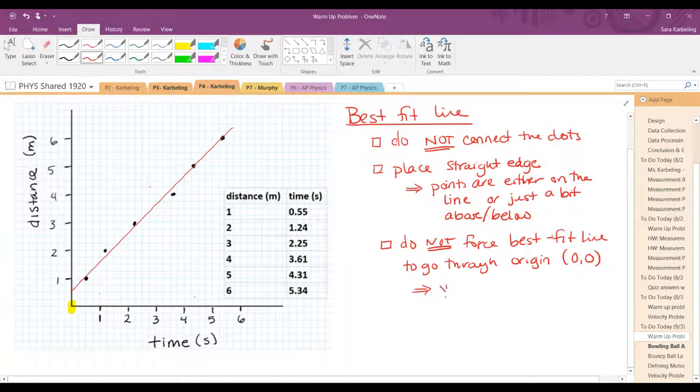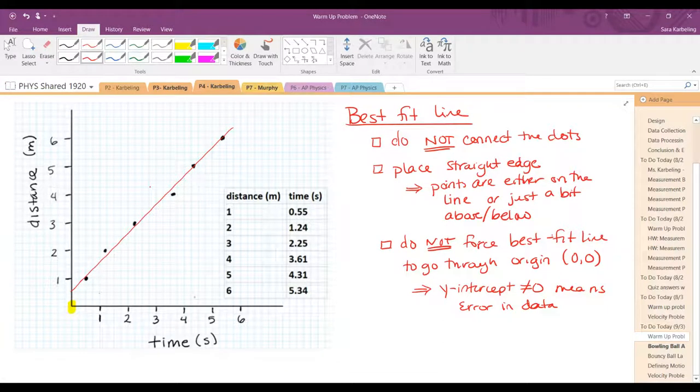I'm going to say a y-intercept. Do you know what I mean when I say y-intercept? Using all kinds of math terms that you may or may not have used lately, okay? The place where the line crosses the y-axis. The y-intercept not equal to 0 means that there was some error in the data. An error is fine as long as you acknowledge it and you know that it's there. Okay? So that's what we're saying. The y-intercept not being 0 means that there was error in the data. That's okay. We don't want to force it to go through that point.